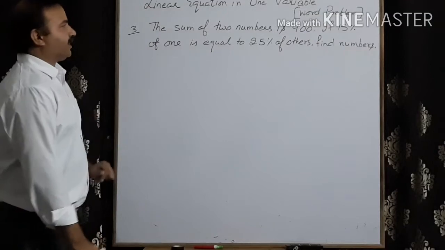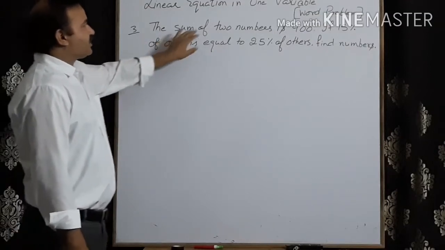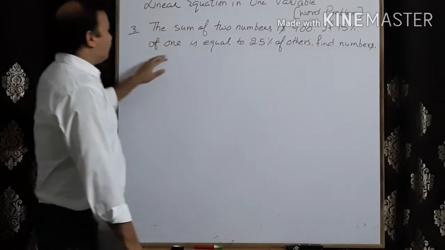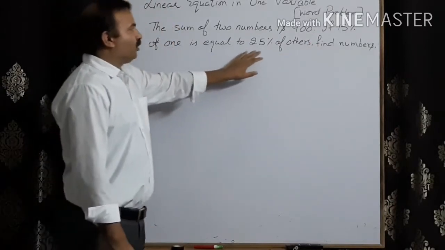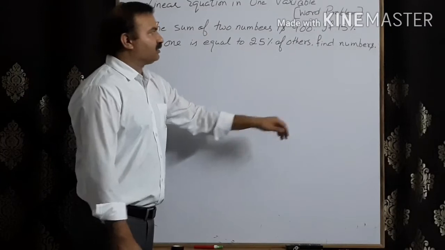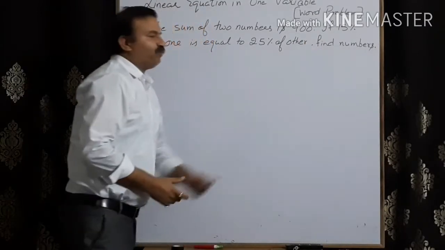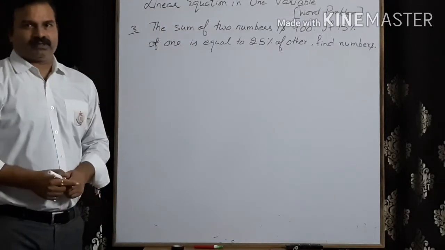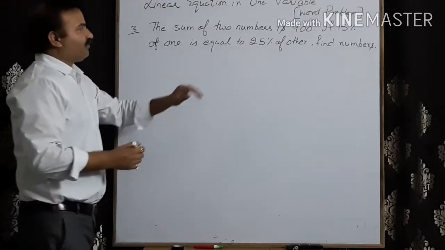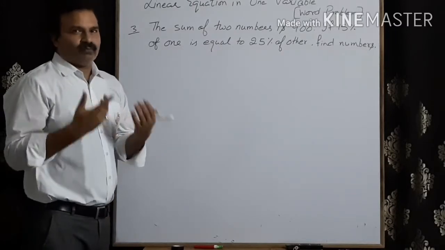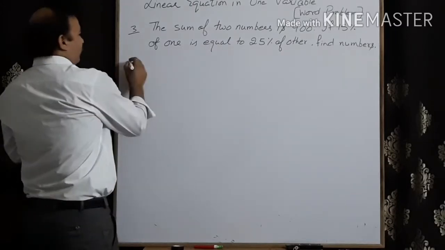Now the third example is, the question says the sum of two numbers is 400. If 15% of one is equal to 25% of the other number, then we have to find both the numbers. Now first of all, we have the sum of the two numbers is 400, so we have to consider the first number. Fine.